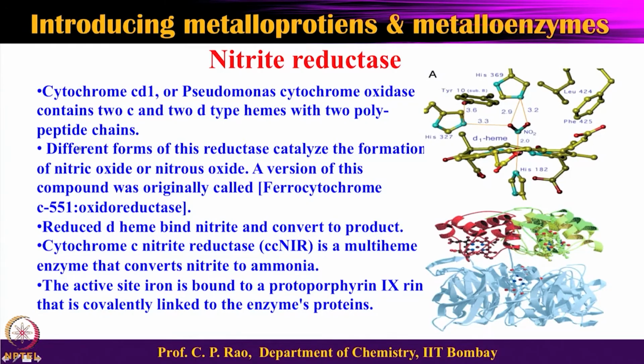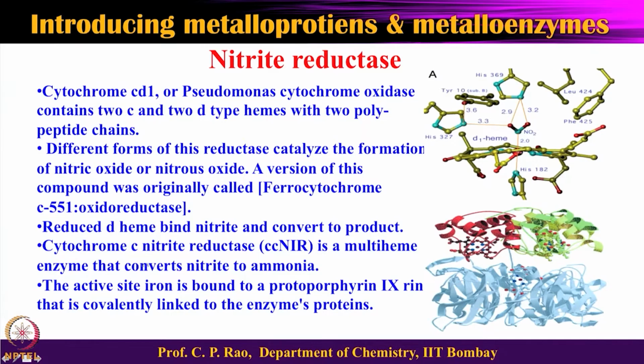So, one of the hemes is the C type and the other heme is the D type. It is the C type of heme which is involved in the electron transfer, and it is the D type of heme that is involved in the catalysis. Because you require electron transfer, you require to remove one of the O and you require to make the NO. Once it is reduced, the reduced D heme binds to nitrite because it is the catalytic center, and converts it into the product.